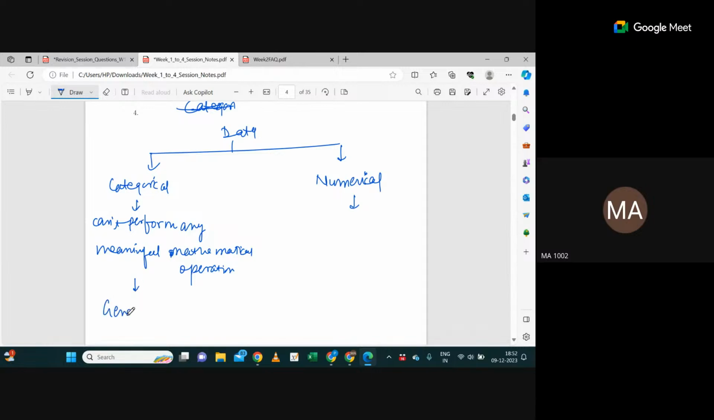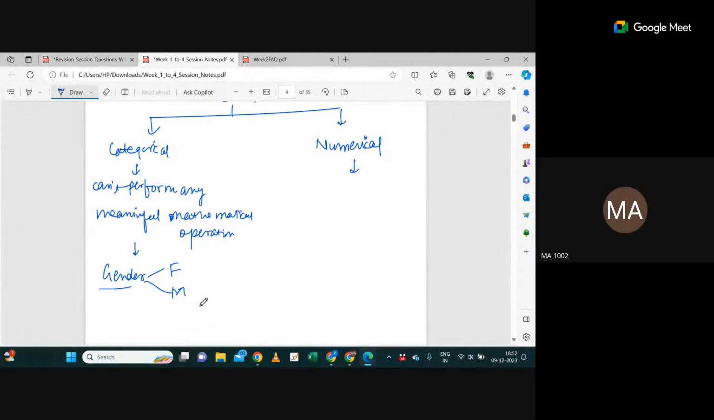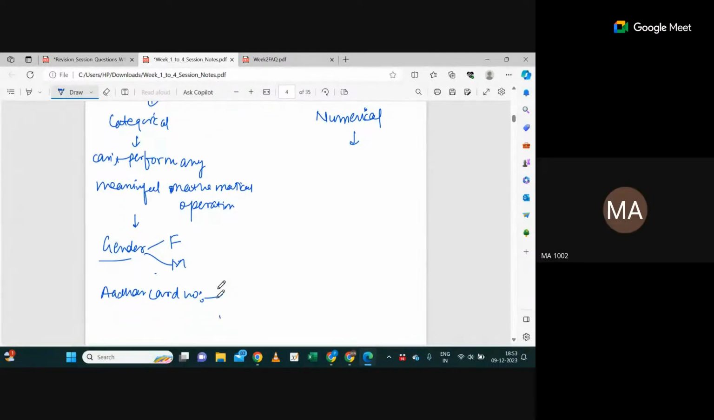gender is categorical or numerical? Let's say female and male. It's categorical data, right? You can't perform any meaningful mathematical operation. What about Aadhaar card number? Is it categorical or numerical? Categorical. Why? Because Aadhaar card numbers are in numbers, right?